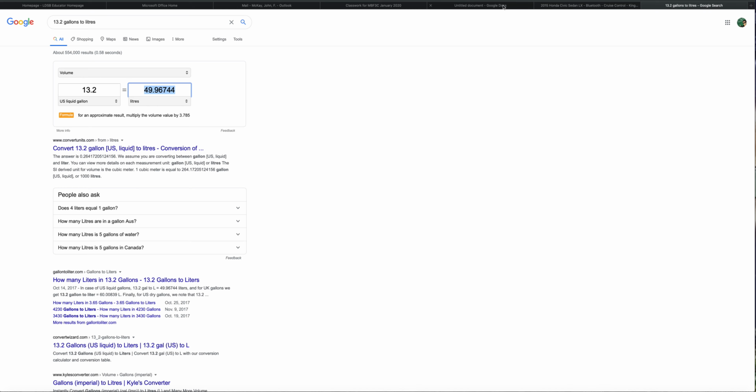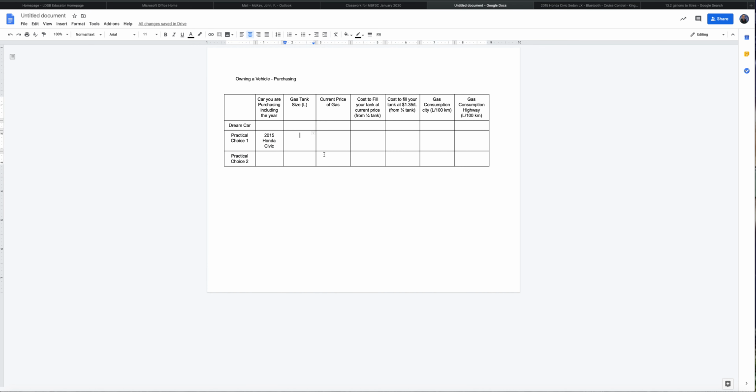So then you're going to go back to your Google Doc and write that it's 50 liters. And then we can say the current gas price is, we'll say, 90 cents. It's pretty low right now. Dollars, 90 cents per liter. Now this one's a calculation that you're going to have to do.